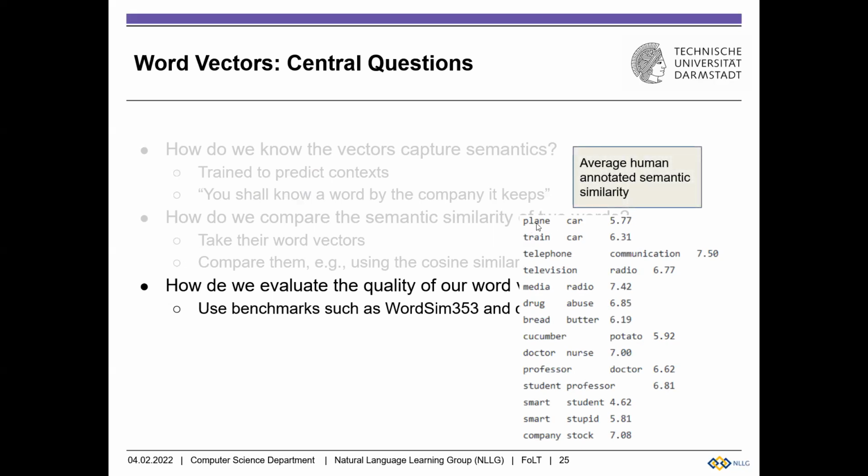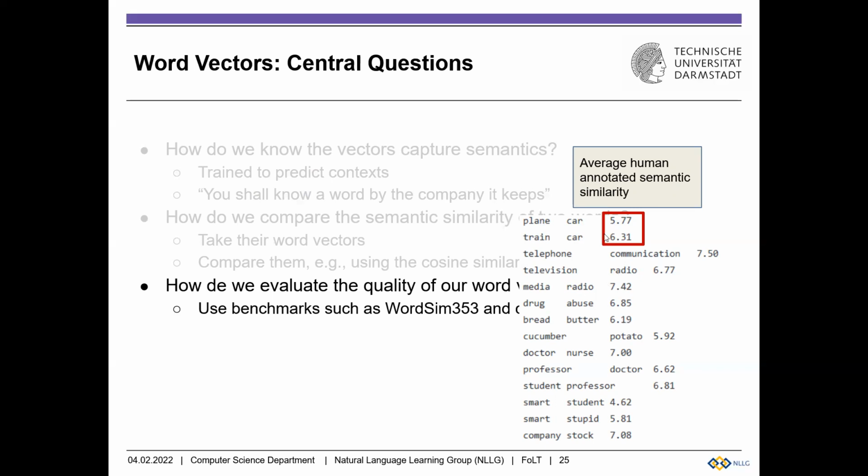So as you see, we have word pairs such as plane and car, train and car, telephone and communication. And here we have the similarity, an average similarity of, let's say, 10 human annotators who have said plane and car are similar at a level of about 5.77, versus train and car a little bit more similar, and words that are less similar, for example, smart and student. So the scale is 1 to 10, for example, where 1 means not similar at all, and 10 means completely synonymous.